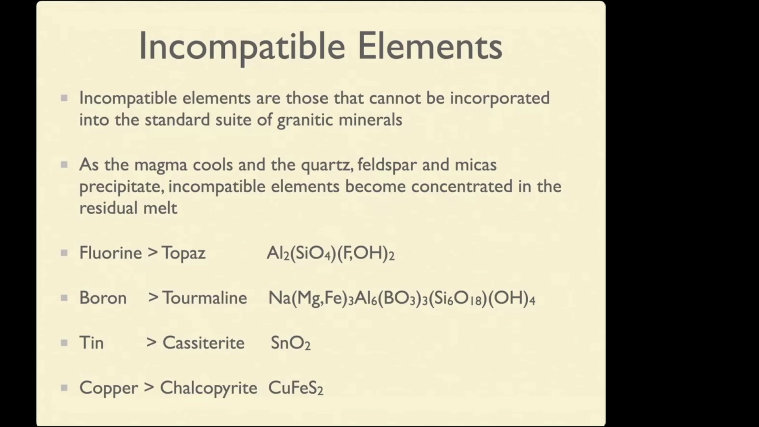So fluorine goes into topaz, boron, which I know we've talked about when we went to Dartmoor. It gets incorporated into tourmaline, and there's a lot of tourmaline around. We will see a lot of that. And that's pretty much the only place that boron ends up. Tin is an incompatible element. It goes into cassiterite, which is basically tin oxide, and copper is the same. It goes into chalcopyrite, which is copper iron sulfide.